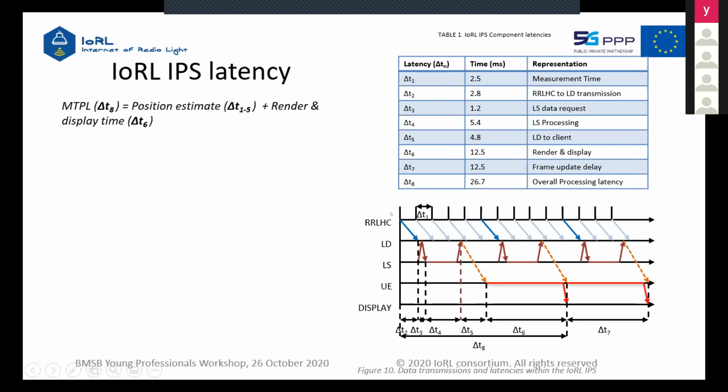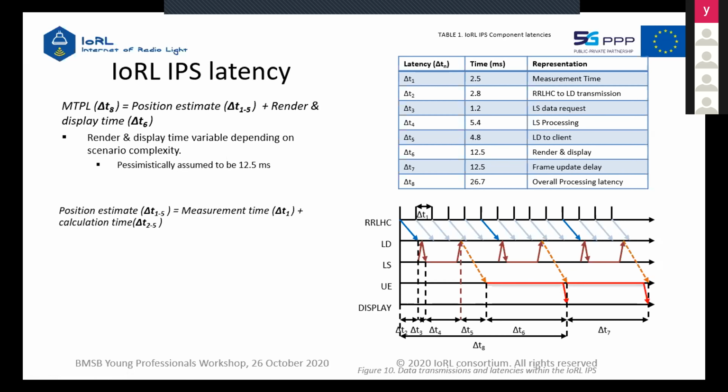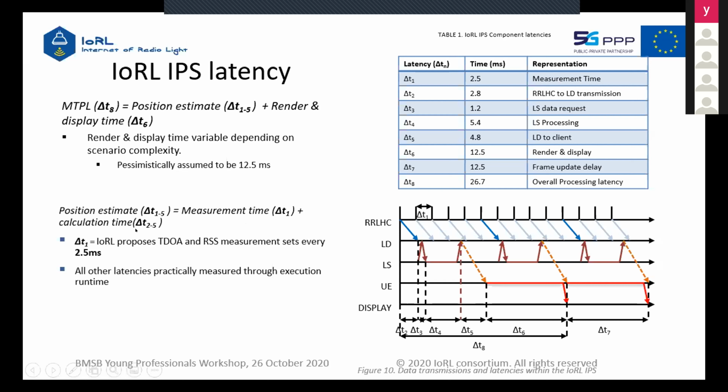So this is from our user movement all the way to our display, which is delta T8 here at the bottom, equivalent to the position estimate plus the render and display time. The render and display time is very variable depending on the complex scenario, and we pessimistically assume this to be 12.5 milliseconds. The position estimate here, delta T1 to 5, is a summation of the measurement time, delta T1, which is known to be 2.5 milliseconds as proposed originally by the project, and then the calculation time, so how long it actually takes to estimate the position based on those measurements.